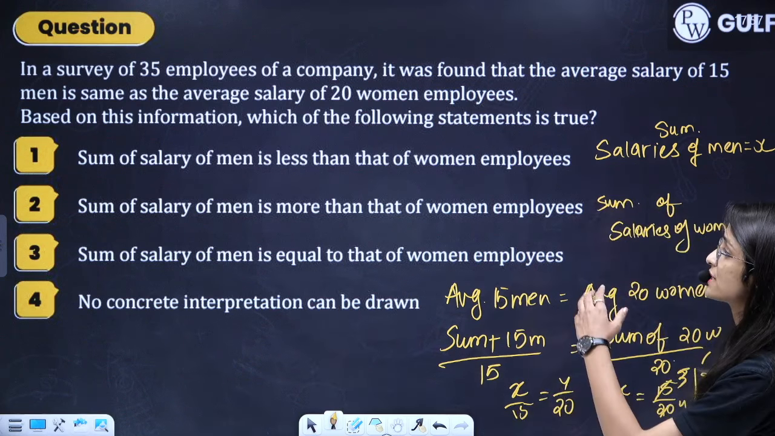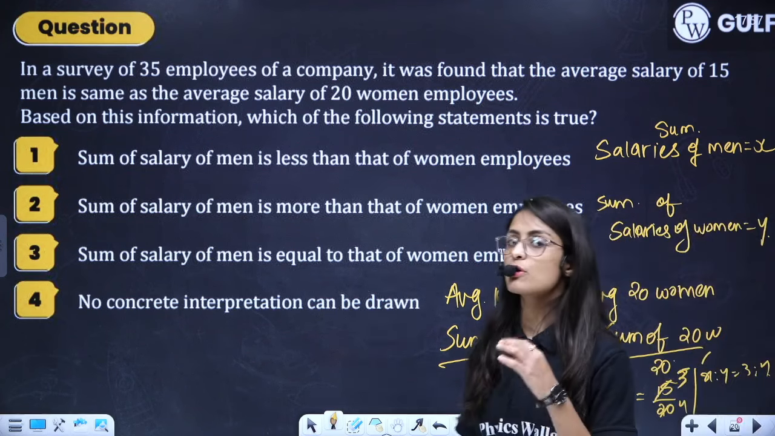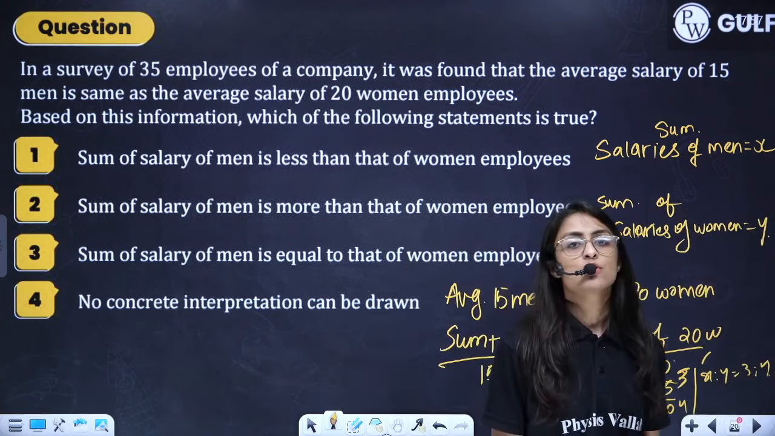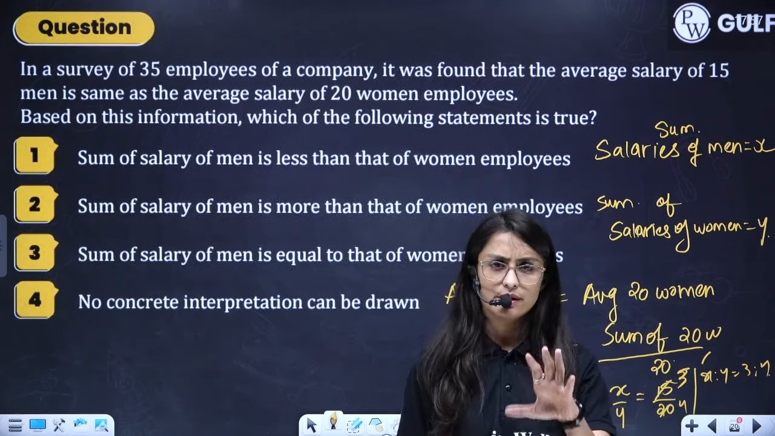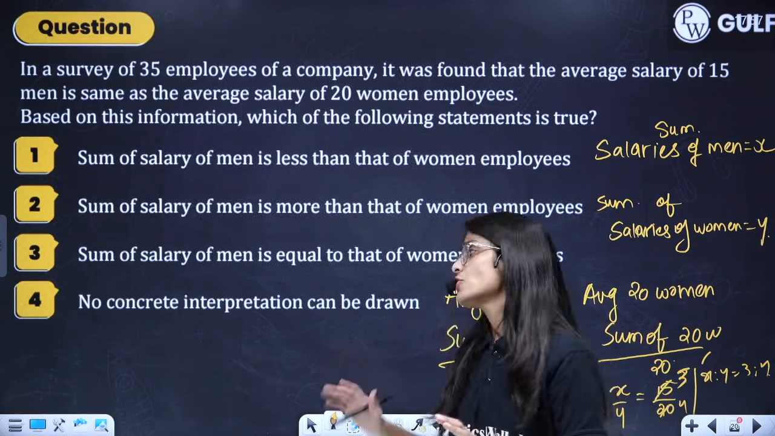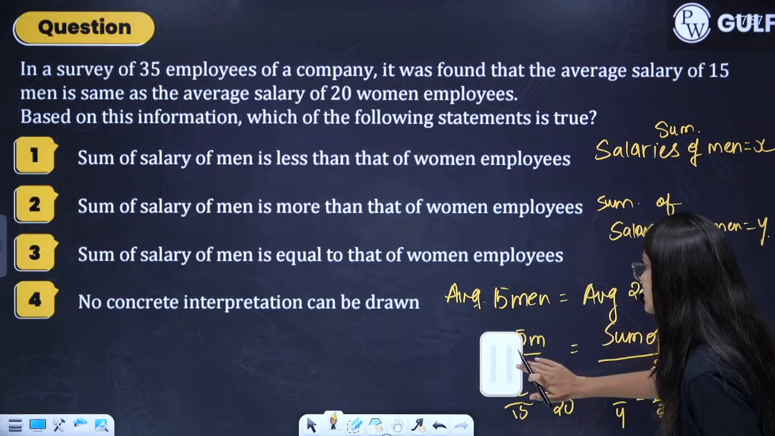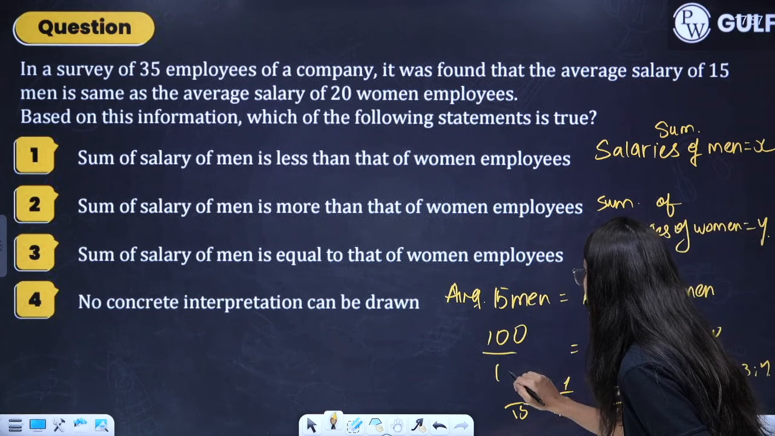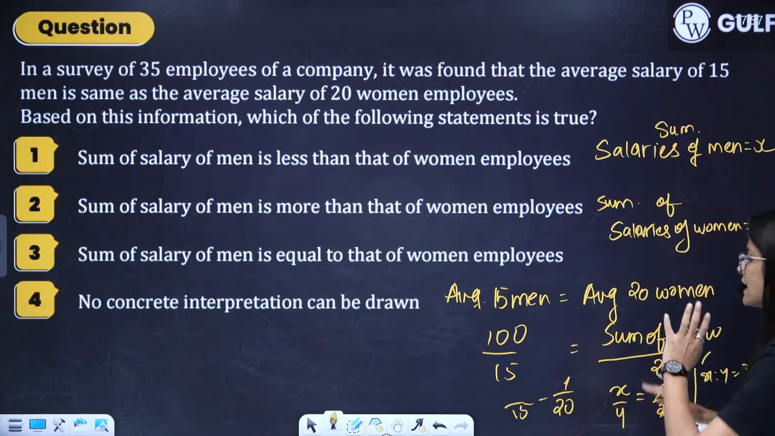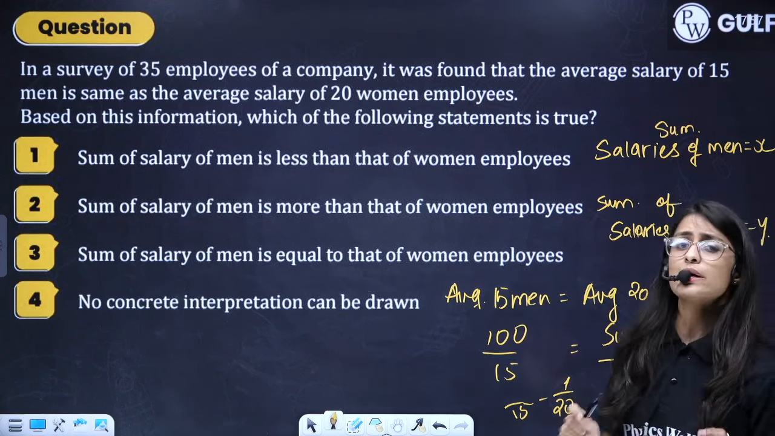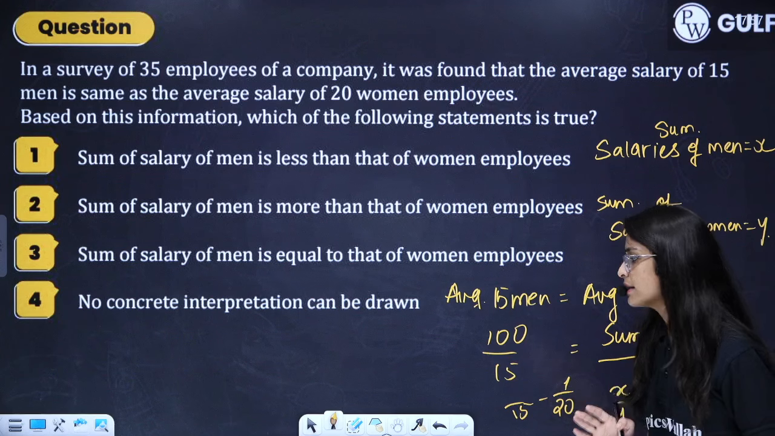Right? Which is our option here? Sum of salary of men is less than that of women employees. Let me give you one more method for this question. You can assume anyone's salary. Let us assume men's salary as 100, just for the assumption purpose. You can substitute that value over here, and if you substitute 100 by 15, you'll get the value of y. If you substitute x as 100, you'll get the value of y, and you can clearly observe that y would be greater than x in this case.